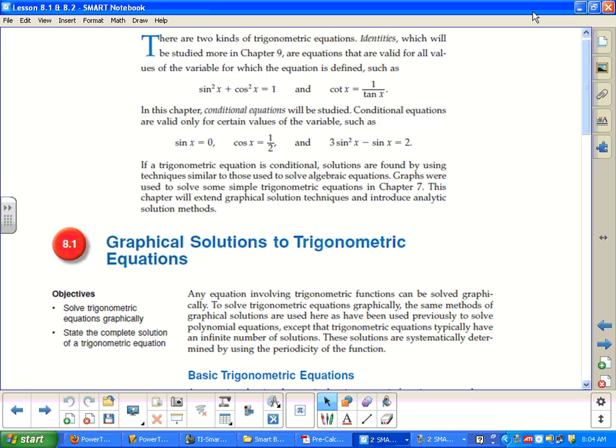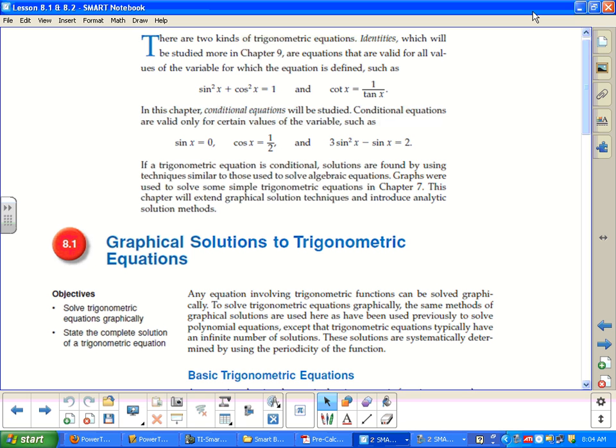Yeah. So in chapter 8, we're going to be looking at solving trigonometric equations. It says at the top, there are two kinds of trigonometric equations. Identities, which will be studied more in chapter 9, are equations that are valid for all values of the variable for which the equation is defined, such as the Pythagorean identity that we talked about before, and knowing that cotangent equals 1 over tangent. In this chapter, conditional equations will be studied. Conditional equations are valid only for certain values of the variable, such as these equations listed here.